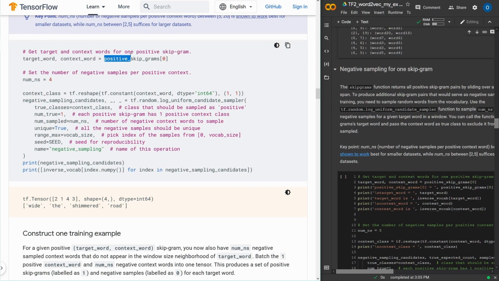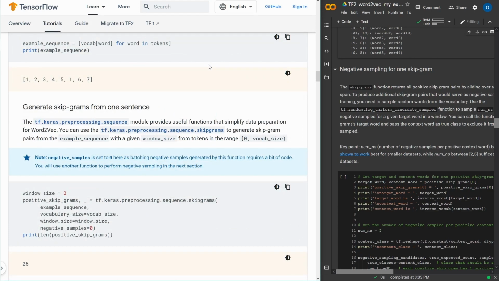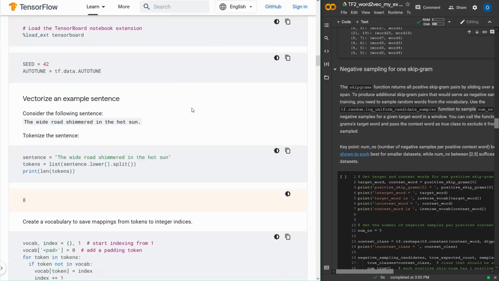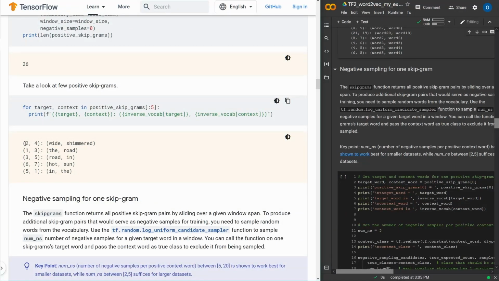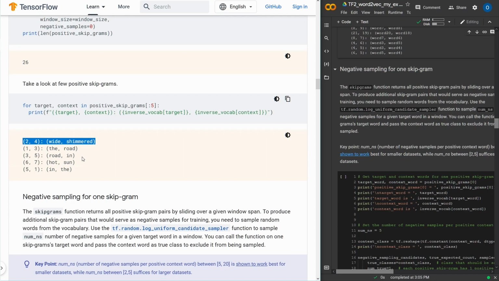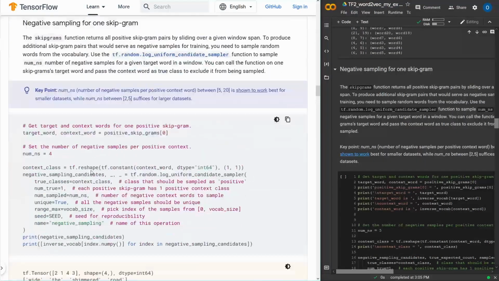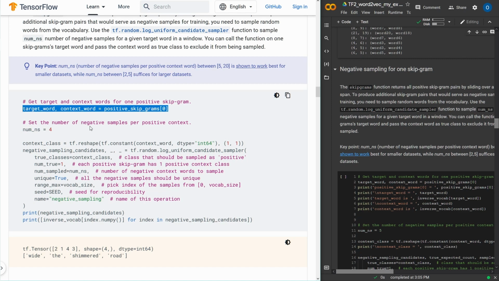Look at the code here on the left side. You have your positive skipgram 0. So the first one, if I follow here the official publication, the first one from our positive skipgrams is 2 and 4, indicating the words white and shimmered. White is our target word, the numerical value 2, and shimmered is our context word, and this is a word pair. And of course, the numerical value for shimmered is 4. So remember 2 and 4. And now it tells you, okay, we take 2 and 4, we set the number of negative samples, this is 4, and then we apply this random log uniform candidate sampler.